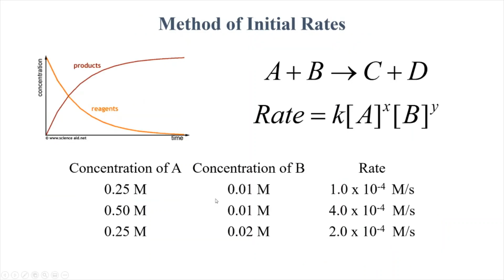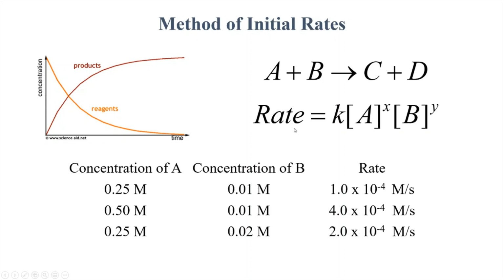Okay, so let's talk a little bit about the method of initial rates. We learned in class that when we have a reaction like A plus B goes to C plus D, we can write a general rate equation for it. And we know that the rate is going to be proportional to the concentrations; as the concentrations increase, the rate should increase. And that's assuming that the reaction depends on those concentrations.